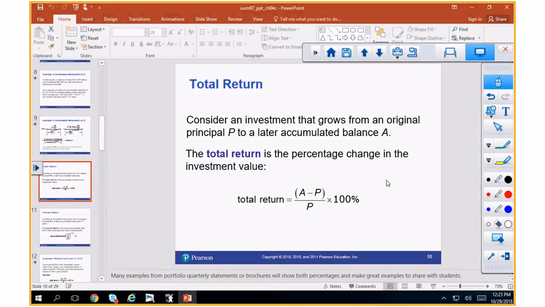Okay, write this one down. New minus old over old. I told you this before. Percentage change is the same thing as total return. Percentage change. New minus old over old multiplied by 100. And y'all know this from the first unit. New minus old over old. Now they say A minus P over P, but it's new minus old over old. Multiply by 100.